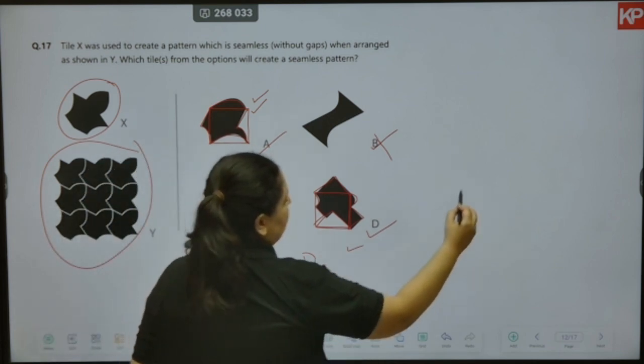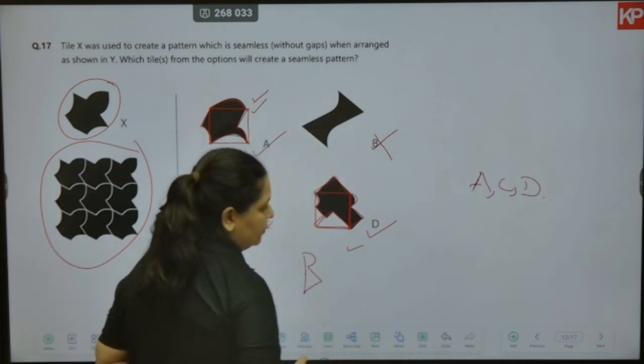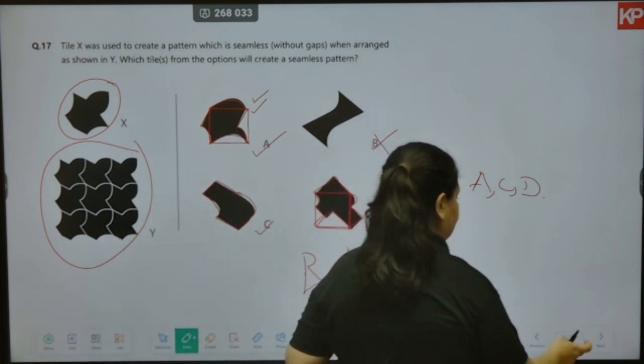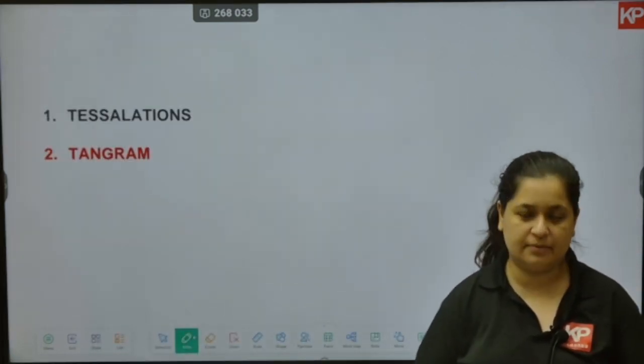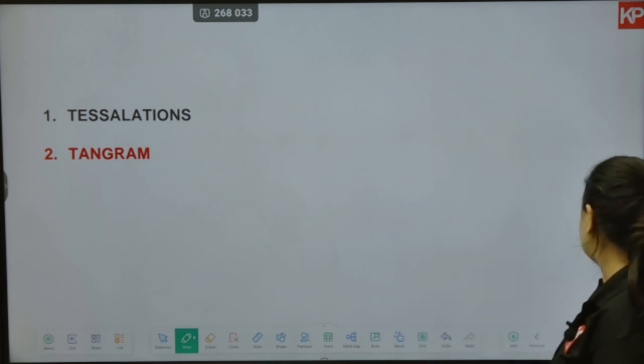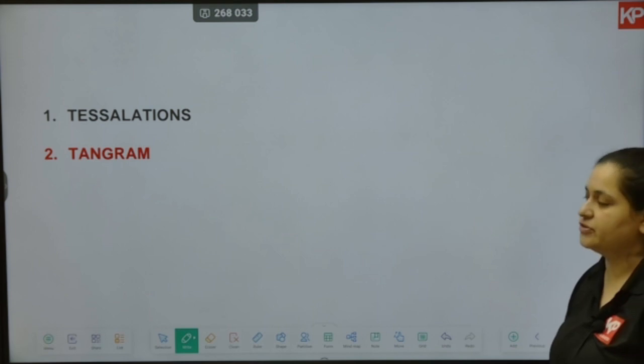So the correct answer for us is A, C and D are going to tessellate. With this, we are done with the tessellation chapter. I hope that you have understood tessellation very well and will be able to do the practice questions really well.